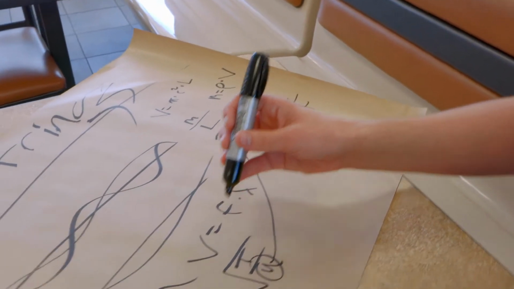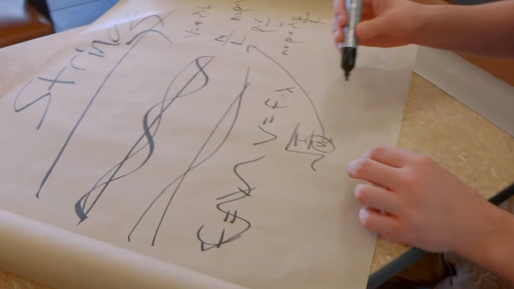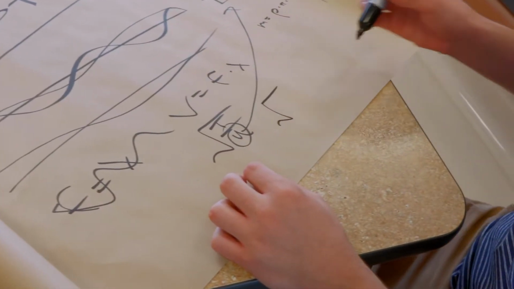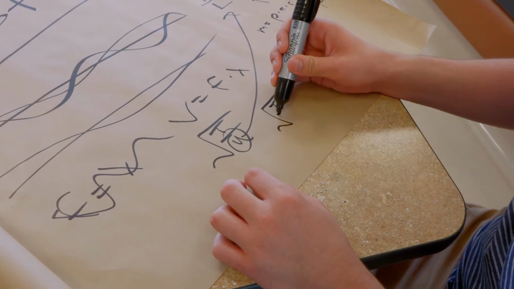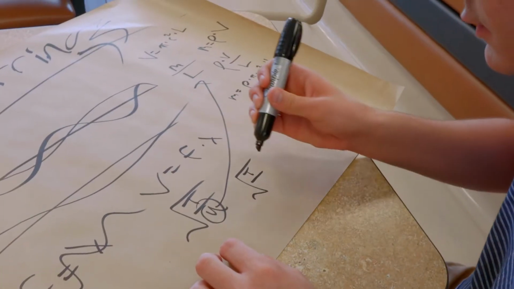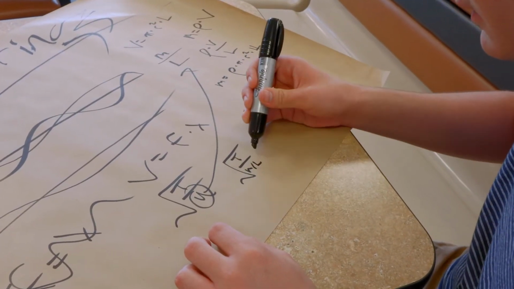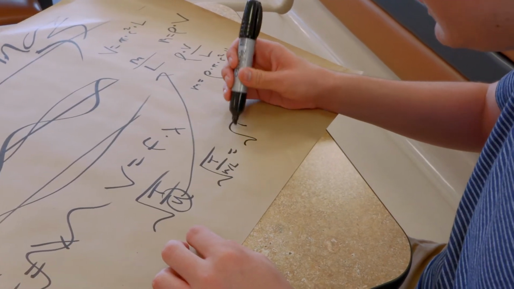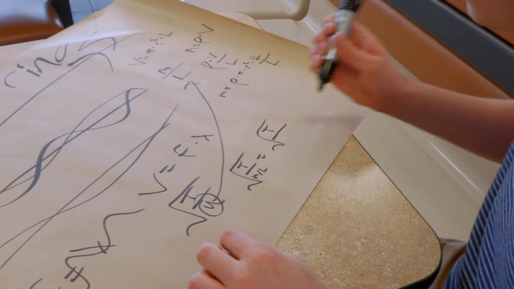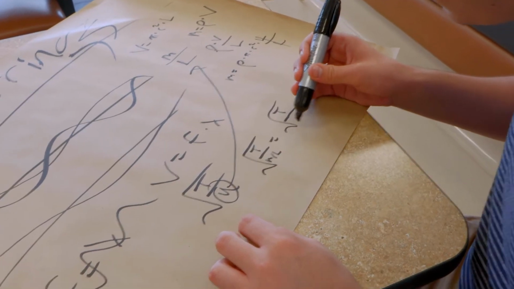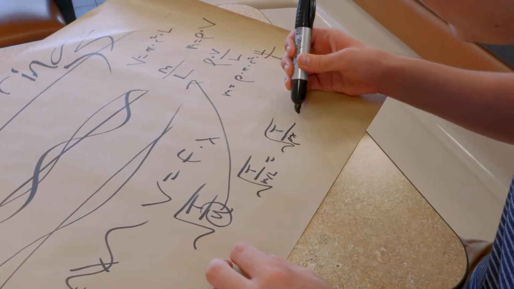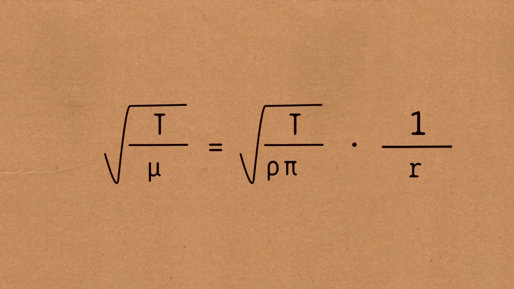Now if we plug this back into the original equation, we have the square root of T over mass over length, which equals the square root of T over rho pi, and then we're just going to bring this r out here. This is something we haven't dealt with yet.